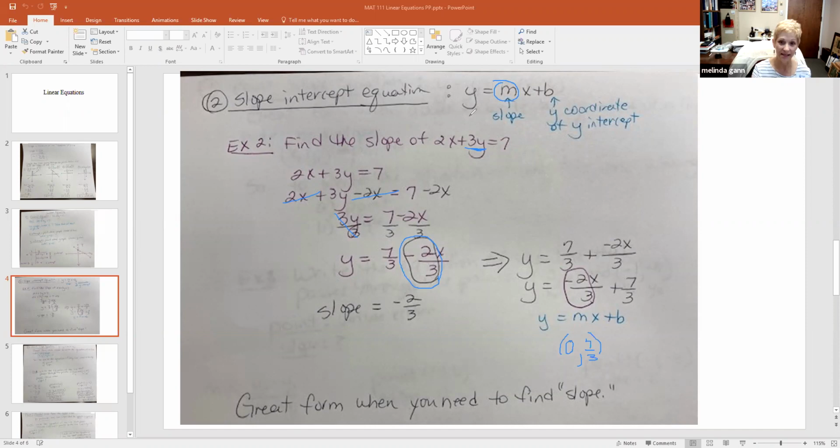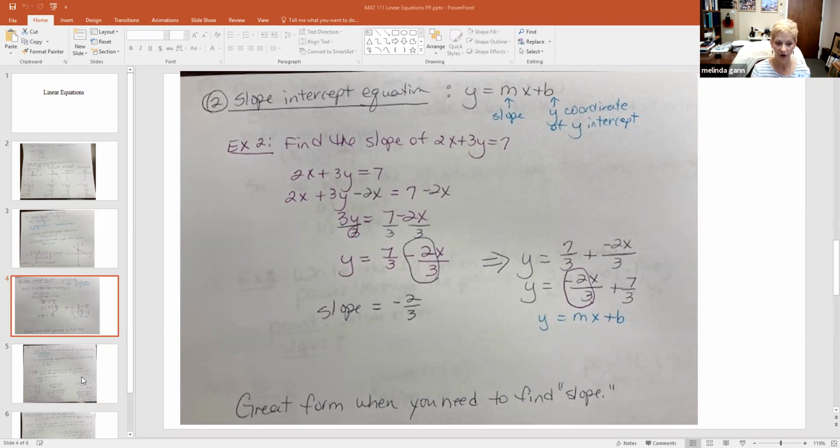So if on a test, if I give you an equation that's a linear equation and I say find the slope, the easiest way to do that is to get y by itself, and then your slope's always going to be sitting right in front of x. So that's the advantage of this form, is when you're finding slope.